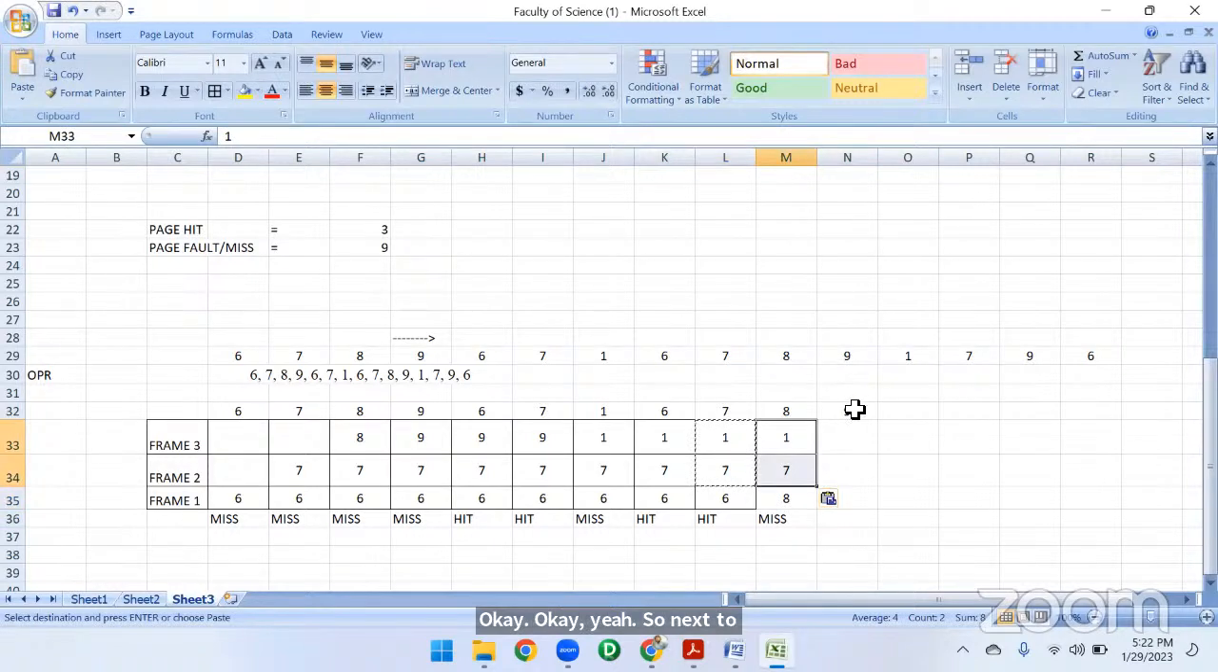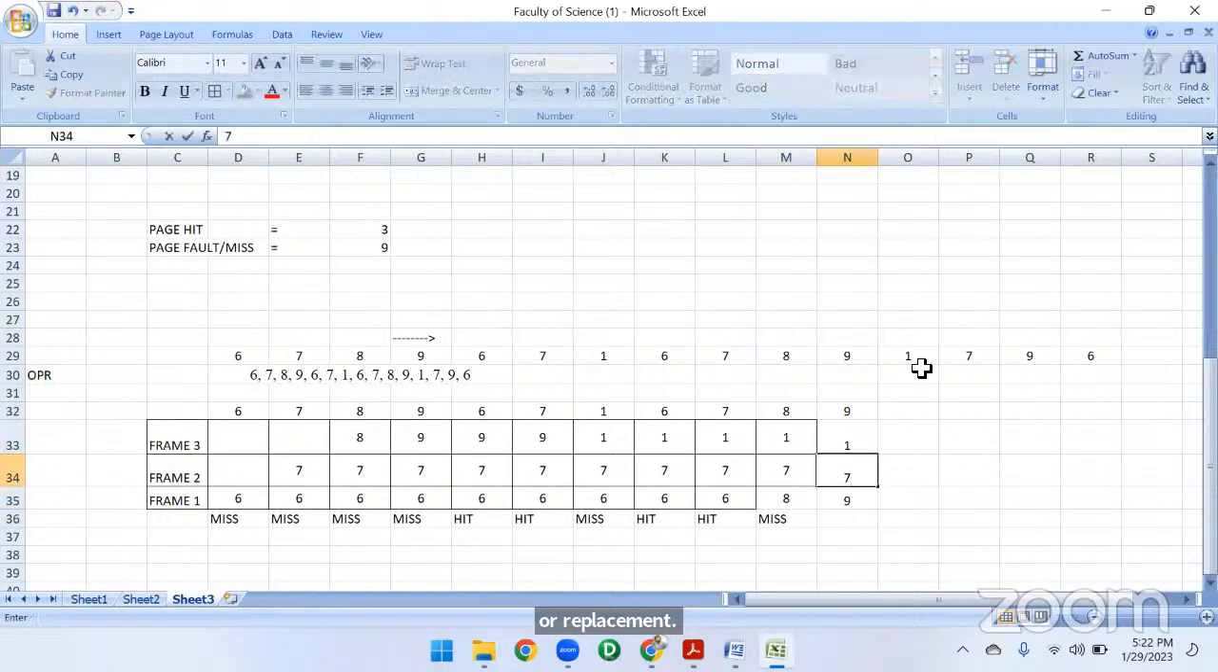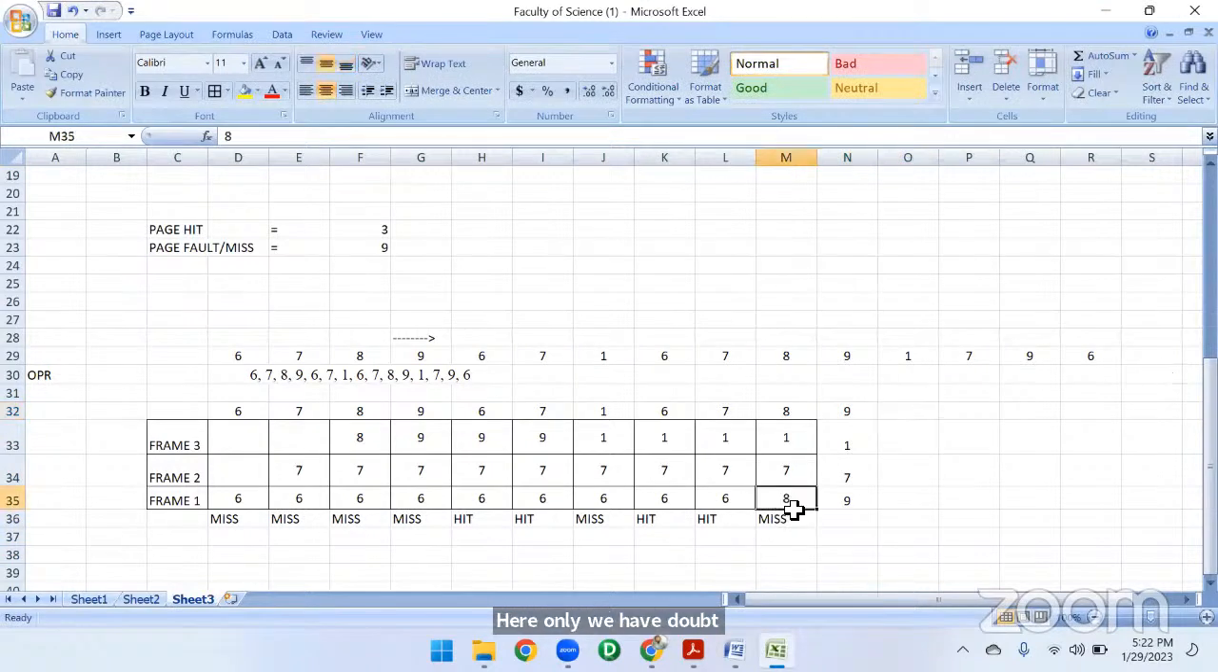as it goes. When 9 comes here, 9 also is not available in the memory. So it will check what it will check. 1 is available immediate to the 9 and 7 is available after 9, after 1. But 8 has not at all been used here. So 8 not at all used కాబట్టి 8 అనే దాన్ని ఎగ్జిక్యూట్ చేసేసి 9 ని 8 ప్లేస్ లో రీప్లేస్ చేస్తుంది. రైట్? Here only we have doubt. Yeah. So why? Because it is not at all used in the future. 8 అనేది not at all used in the future. So no need of this page actually.